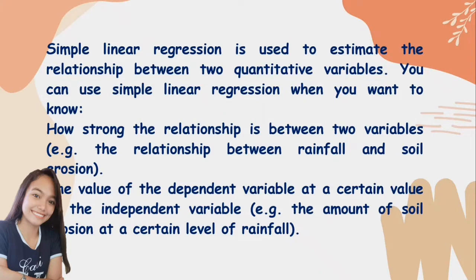So the value of the dependent variable at a certain value of the independent variable. The amount of soil erosion at a certain level of rainfall.